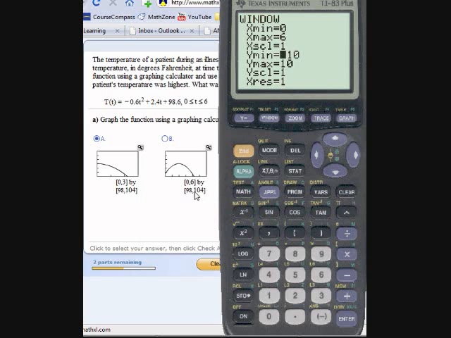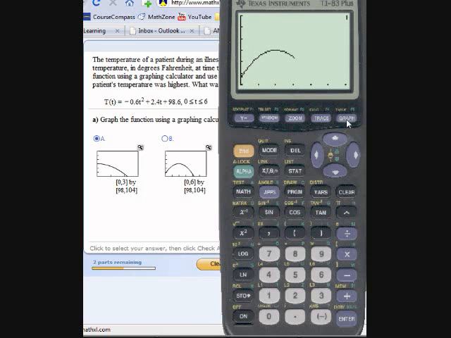Now for these two right here, they use 98 to 104. So we're going to use that. You're not always going to be told that, but here they tell you that. 98 to 104. So I hit the graph button again, and let's see how it comes out. Ymin is my range, 98 to 104, and I hit the graph button.